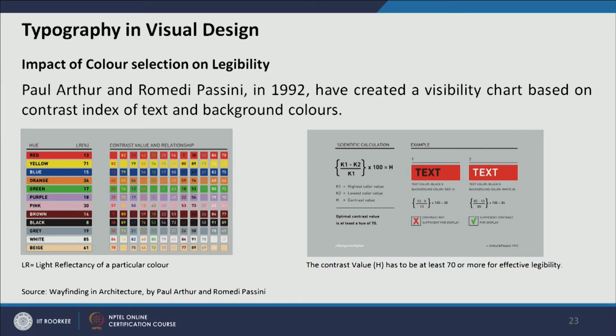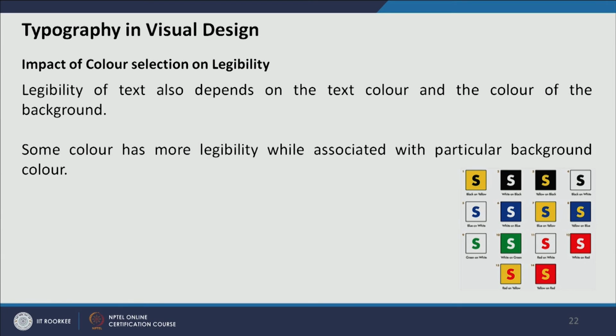Arthur and Passini in 1992 have created a visibility chart based on the color contrast index of background and foreground text color. He has given a mathematical formula. We'll discuss the formula, but before that we can see which has the highest color contrast. So yellow on black has the highest color contrast, and these gradually come to the least color contrast. But all of these have a most legible color contrast. There are other color schemes like green and red that have less visibility, and other examples like gray and black might also have the least visibility.